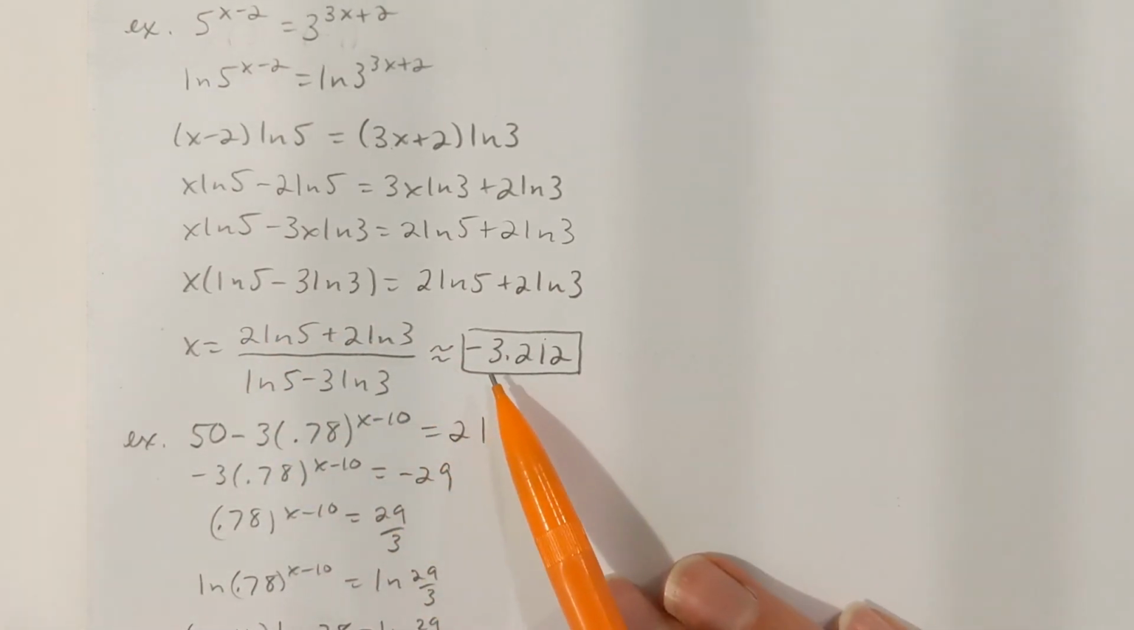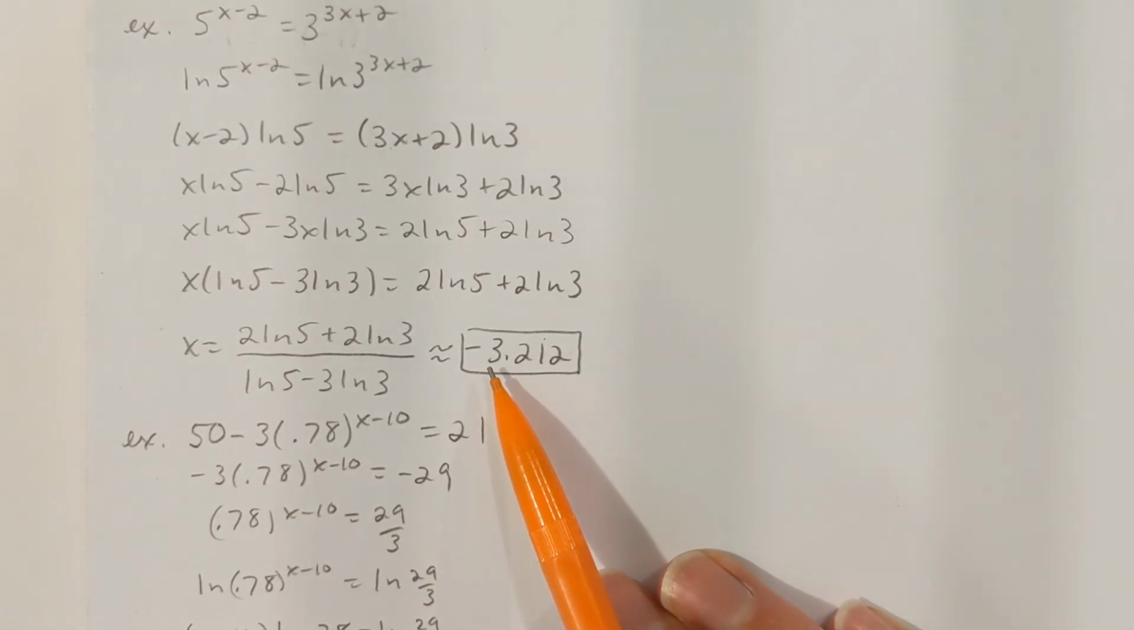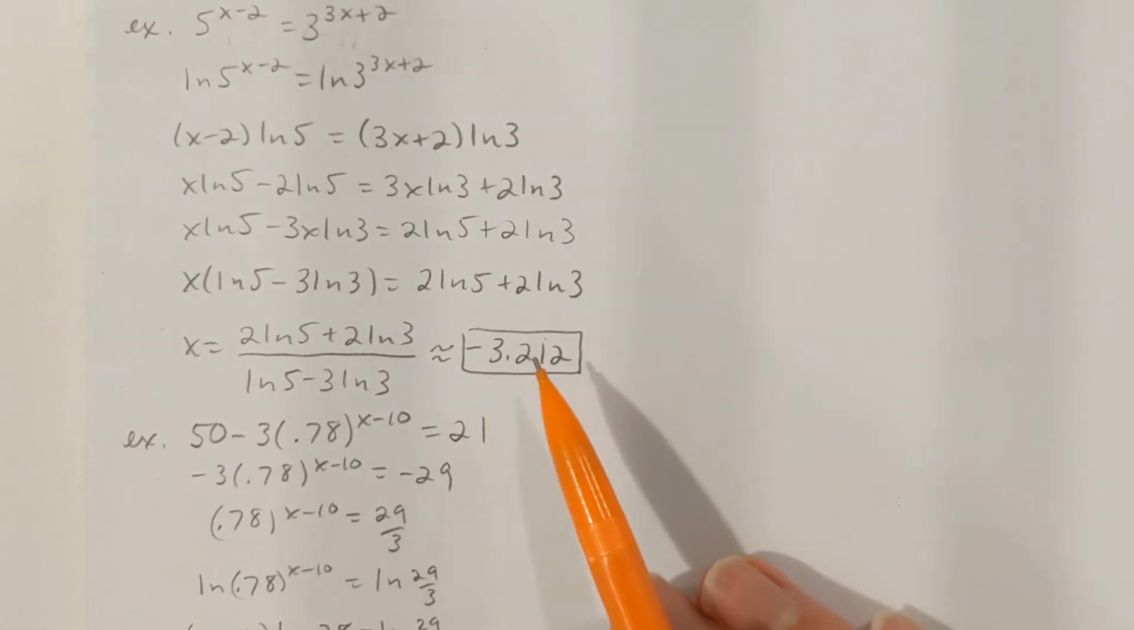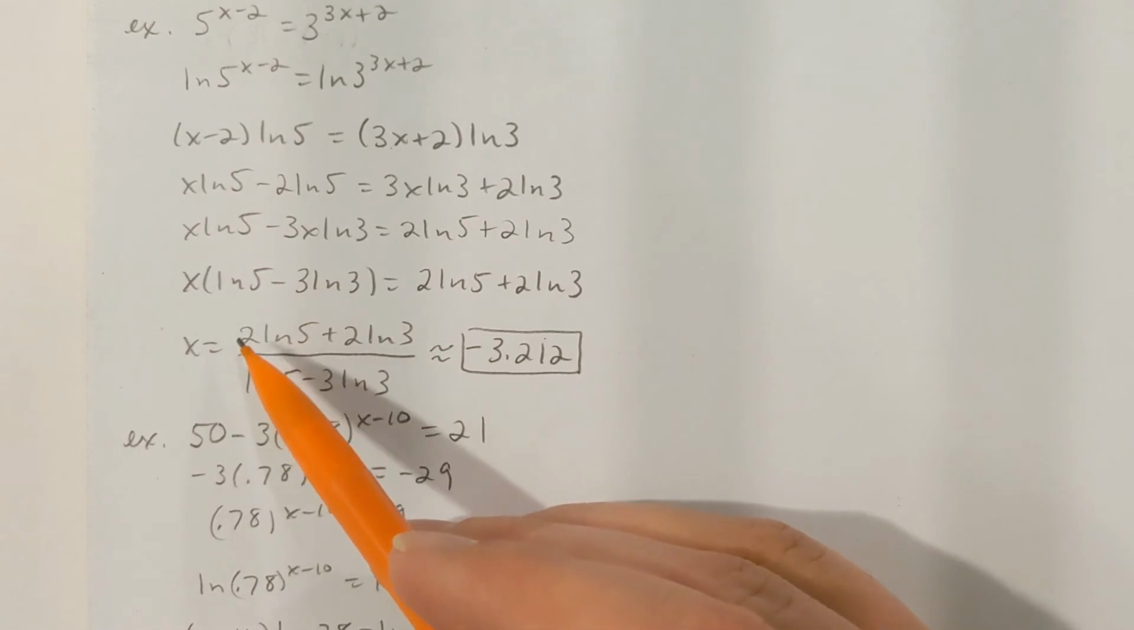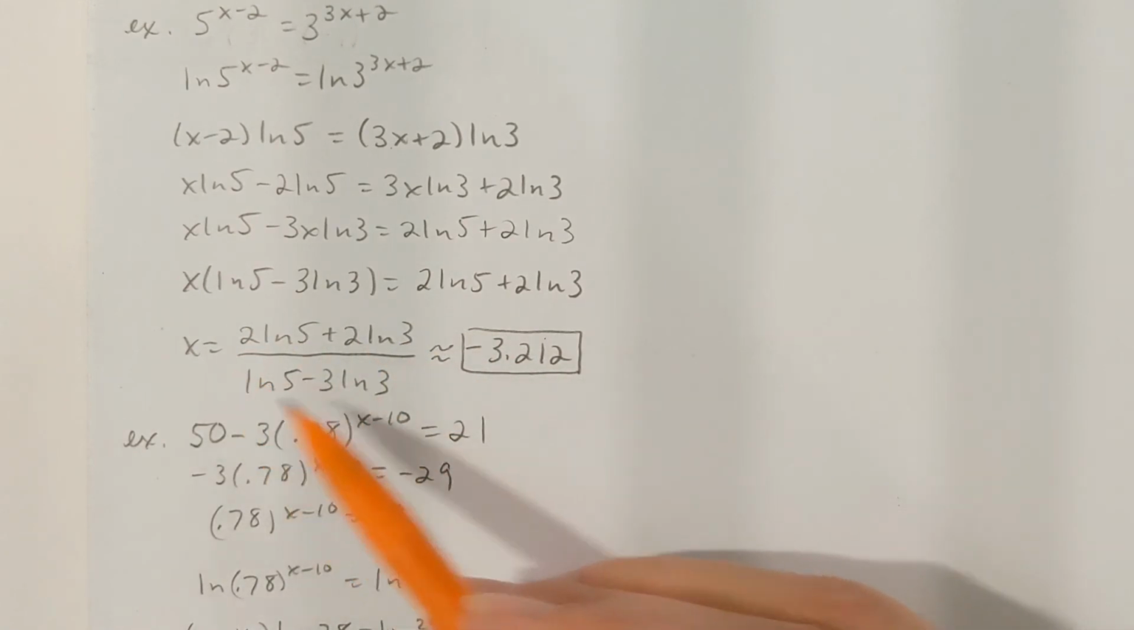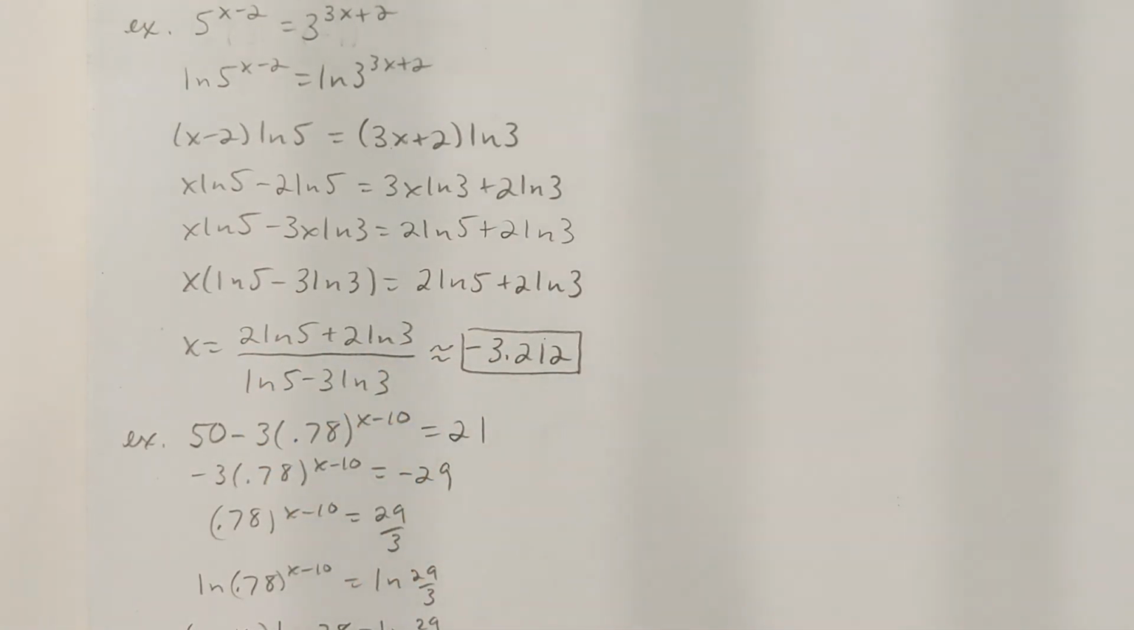If you were to go to the calculator and punch that in, you'd get negative 3.212 if you go to the nearest 3 digits. Now, if you type in the whole thing all at once, you would want to make sure to have parentheses around the numerator and parentheses around the denominator. That way your calculator knows to divide at the very end. If you don't have the parentheses, you won't get the same number that I'm getting there. That would be the correct answer.